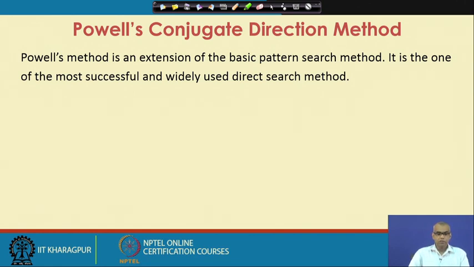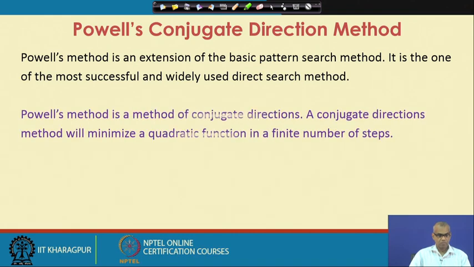Powell's conjugate direction method is an extension of the basic pattern search method that we have seen in our last lectures. It is one of the most successful and widely used direct search methods. Powell's method is a method of conjugate directions. A conjugate directions method will minimize a quadratic function in a finite number of steps. That is a nice property of methods based on conjugate directions.